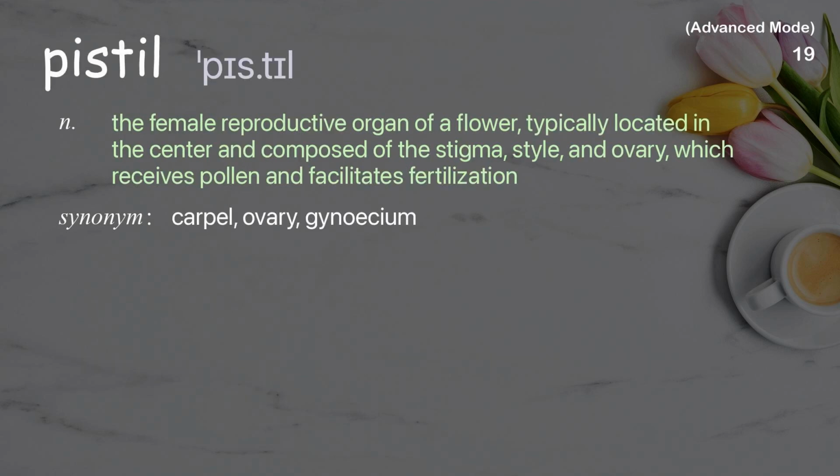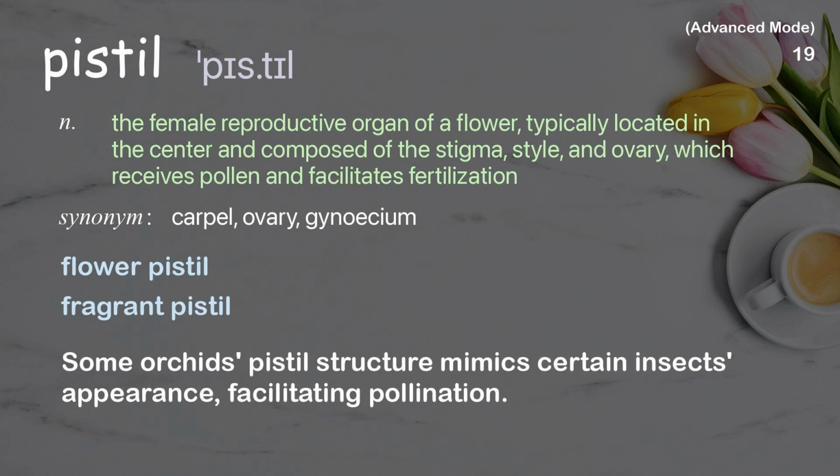Pistil. The female reproductive organ of a flower, typically located in the center and composed of the stigma, style, and ovary, which receives pollen and facilitates fertilization. Examples: Flower pistil, fragrant pistil. Some orchids' pistil structure mimics certain insects' appearance, facilitating pollination.